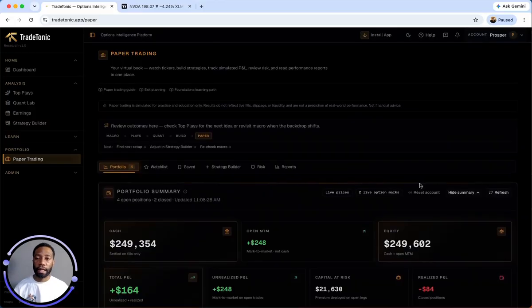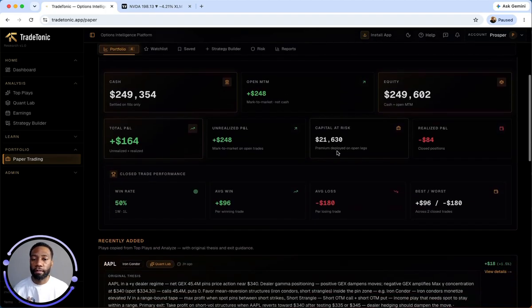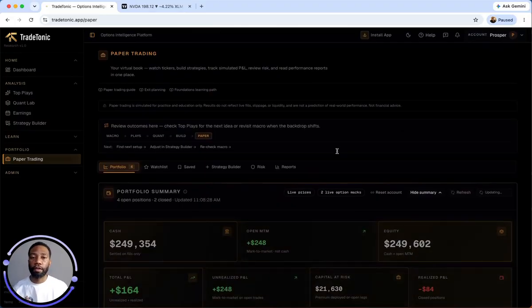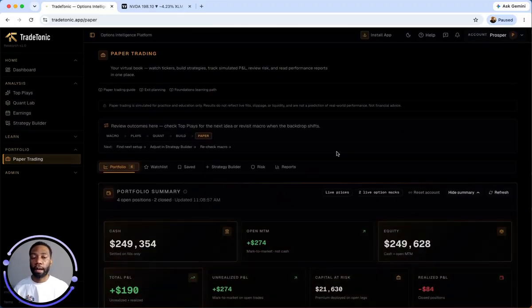So that's exactly how I walk through my approach to finding opportunities in the market. The reason I'm showing you the paper trading component is that once you're in the Trade Tonic platform, you can say, I want to learn more about these strategies, I'm not familiar with the bear put spread strategy, so let me test these strategies out before I start putting some capital at work. You can do that right here in the Trade Tonic platform.